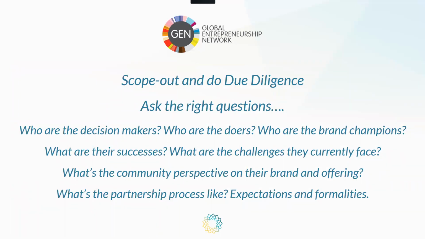Now we need to be able to do one last thing, which is scope out and do due diligence on our potential partners. And again, asking the right questions is the most important thing that you can do when you sit down and talk to these partners. And it's really understanding who are the decision makers, who are the doers, and who are the brand champions individually on that team. Because these organizations are new, they're different, and although we might have had a great introduction to somebody, it's really about understanding how they work and then who is making all of these important decisions to help us do what we need to do.